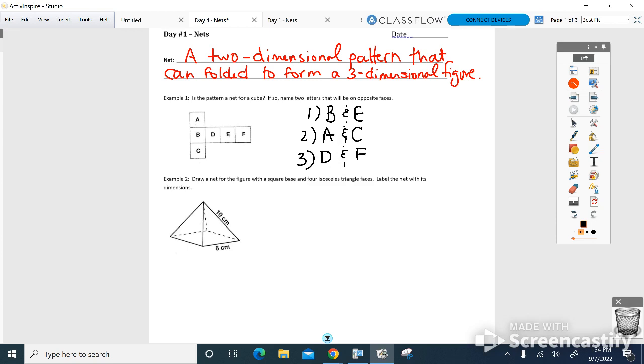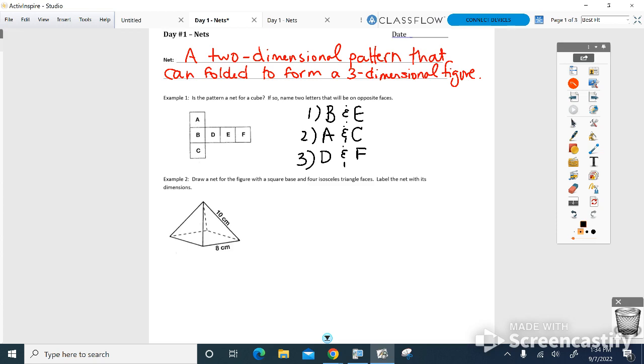Okay. Quick piece of advice, because they're going to look more complicated than this. If you're ever struggling to see if it's actually going to fold up to be a net, pick what you think the base would be, the bottom. Okay, that's what I always do. I always pick, all right, if I pick E as the bottom, would I be able to fold everything up and not have any missing sides or overlapping? So try to pick where the bottom is, then fold from there.